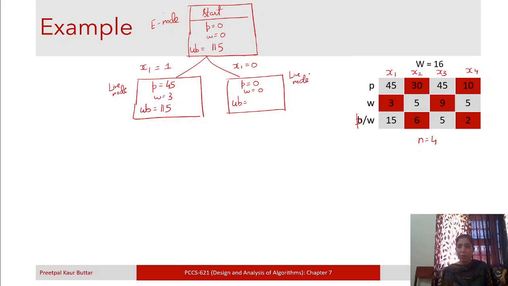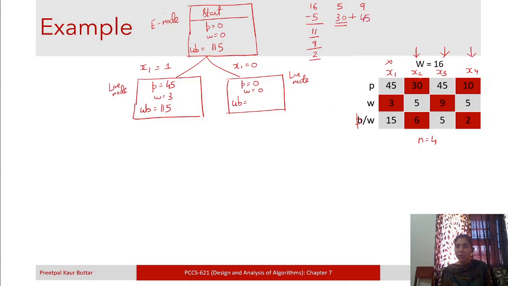For the upper bound, we are not picking the first item, so leave it. Go to the second item. The second item's weight is 5 and the profit is 30, and we can pick the whole of the second item. After picking this item in the knapsack, the capacity left will be 11 and the profit will be 30. Then we go to the third item. We can pick the third item because its weight is 9. After picking, we will still have a capacity of 2 in the knapsack. If we pick it, the profit will be 45.